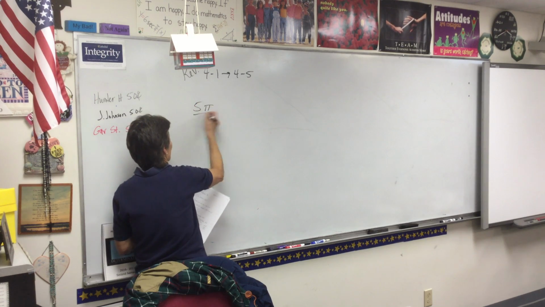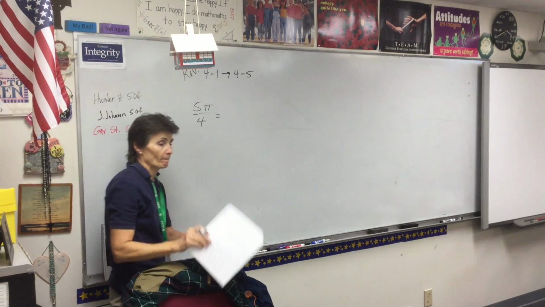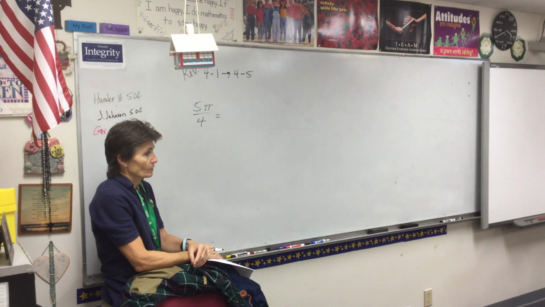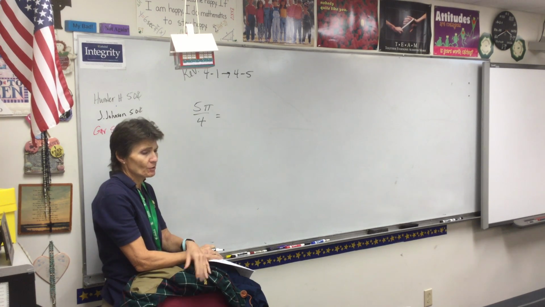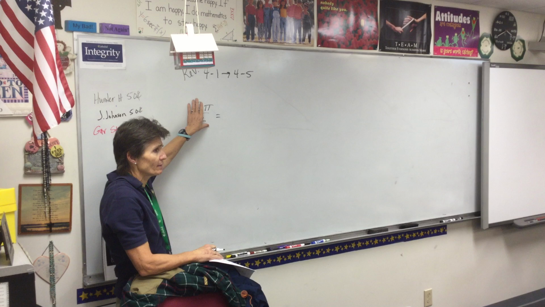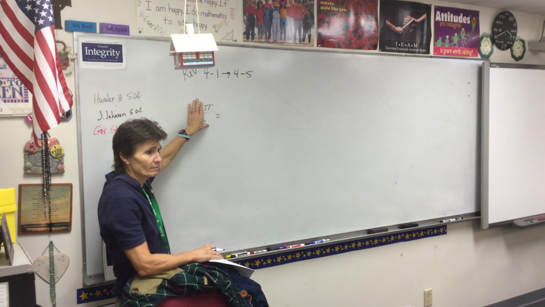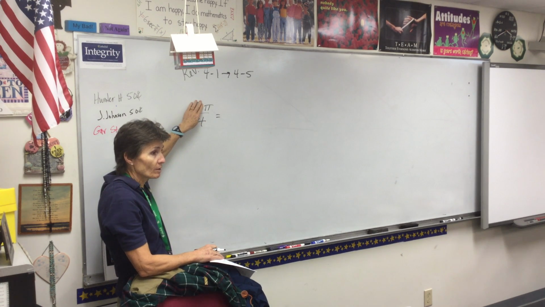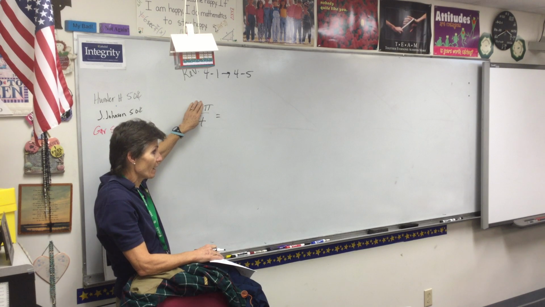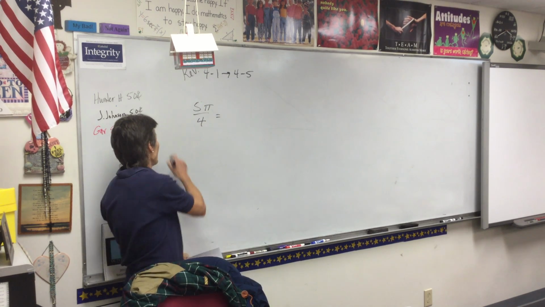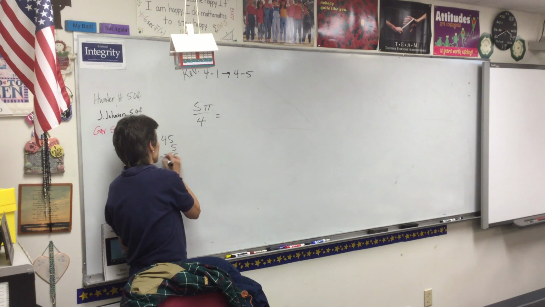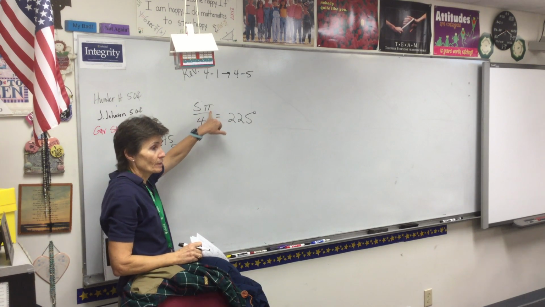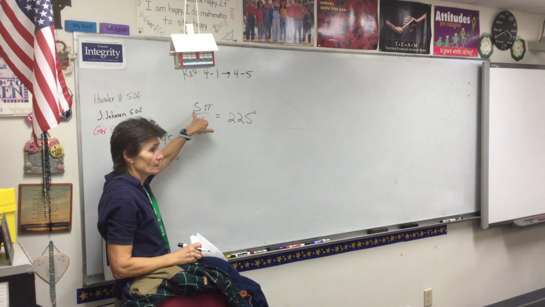We're going to convert to degrees, 5 pi over 4. So what do we do? This is easy. You do this all the time, automatically. Pi is 180, divided by 4. So 180 divided by 4 is 45. And 45 times 5 is 225.